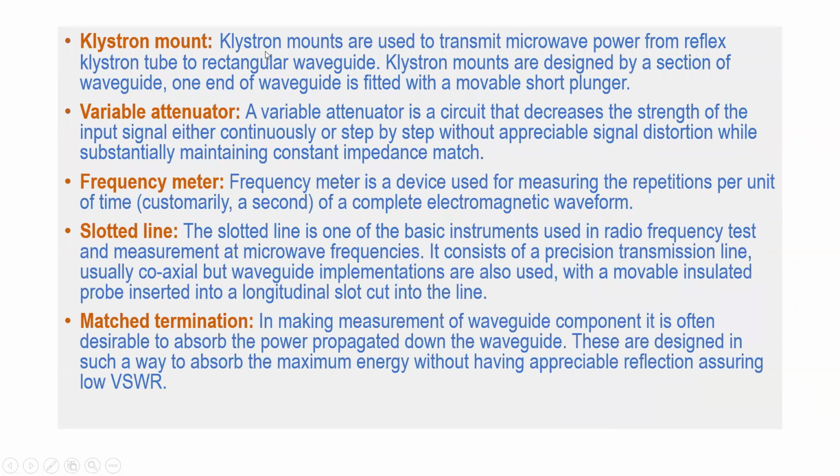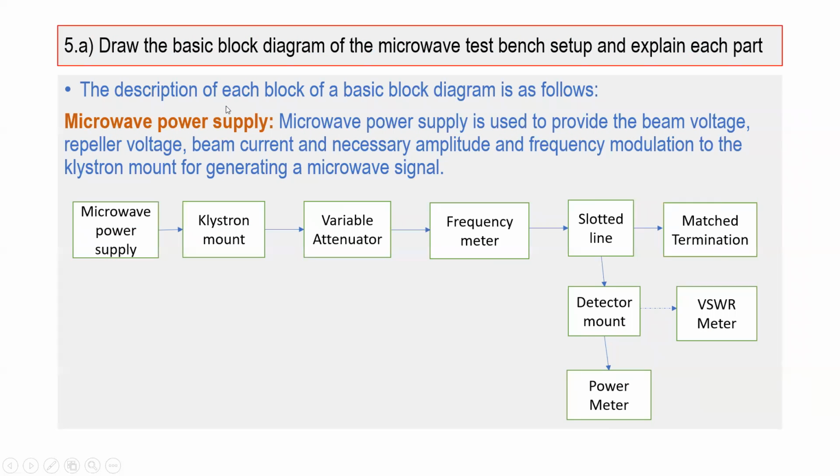Now the other block is the klystron mount. Klystron mounts are used to transmit microwave power from the reflex klystron to a rectangular waveguide. It is used to transmit power from this power supply into a rectangular waveguide. This klystron mount is present on top of a rectangular waveguide as you have observed in your labs. You will be observing a mount over here to which some wires are connected from the klystron power supply. So we are converting the waveform into a rectangular waveguide, transmitting this from the power supply to the rectangular waveguide.